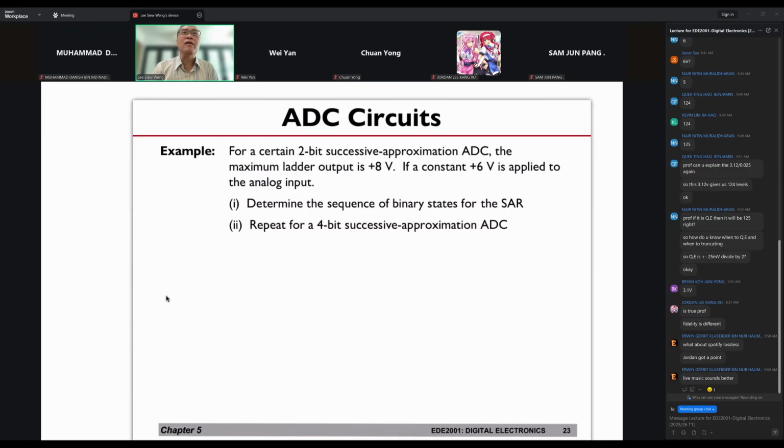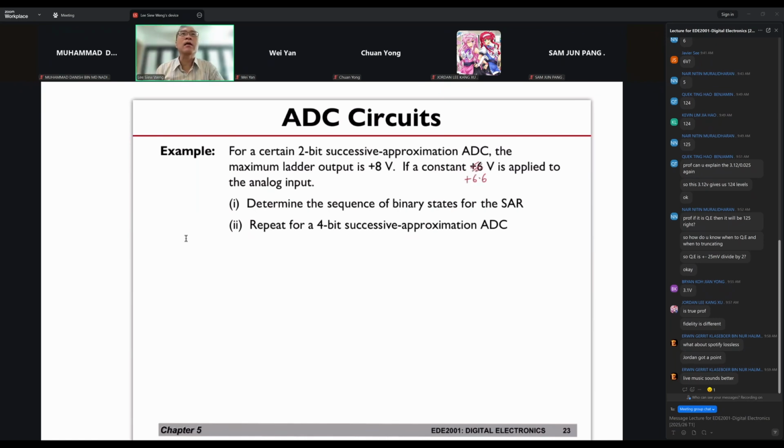Now I have a 2-bit successive approximation ADC, same kind of circuit, but now only 2 bits. Now what do they want here? They are saying that the maximum ladder output voltage is plus 8 volts. Oh, sorry, can you all change the input? Change the input to 6.6 volts.